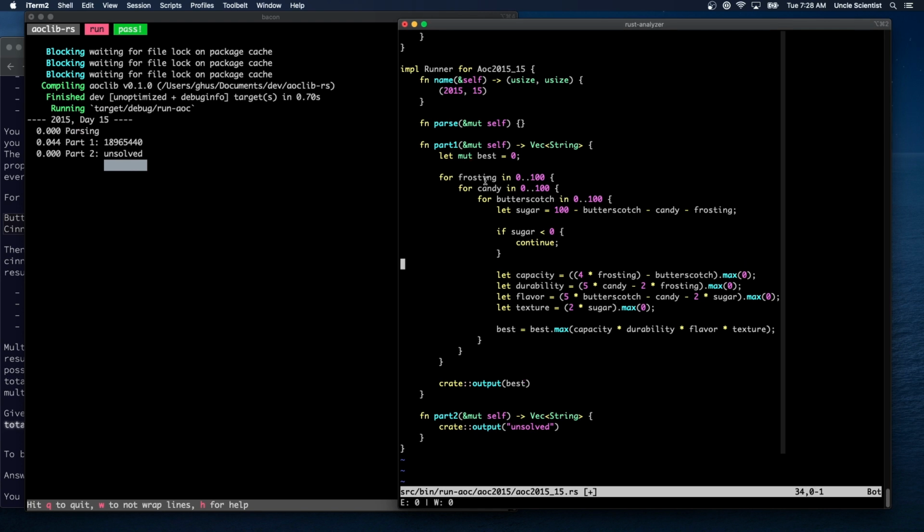because I'm thinking there's an even easier way we could do this. Right? Because for candy in 0 to 100, we don't want to go all the way to 100. We want to go to 100 minus frosting, right? Because if frosting is 100, then candy has to be 0. If frosting is 50, then candy can only go up to a maximum of 50. And we can do the same thing for butterscotch, so it's 100 minus frosting minus candy. And that reduces the amount of time even more.